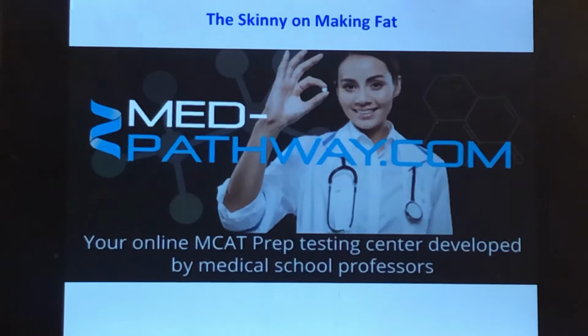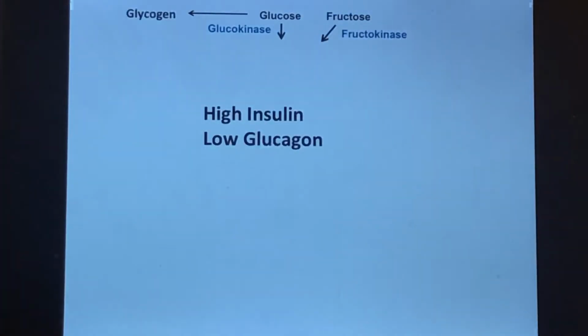We're going to look at the skinny on making fat. How do you make fat? And so we know you make fat from excess glucose, but I also included fructose because we all talk about fructose corn syrup. And we know that glucose is a precursor to make fat, but it's also a precursor to make glycogen as well. And I haven't shown you the pentose phosphate pathway. We've kept that out for simplicity.